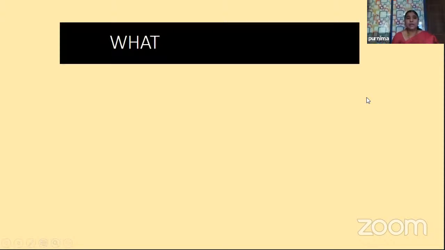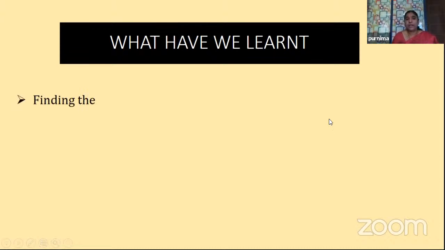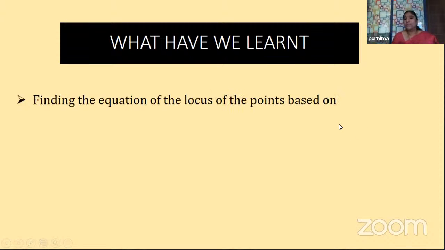So let us see the things we have learned in today's class. So what have we learned today, children? First thing, what have we learned? Finding the equation of locus of the points based on sum and difference of the distances. Is it clear, children? So the first thing we have learned here is the equation of locus of the points based on sum and difference of the distances.